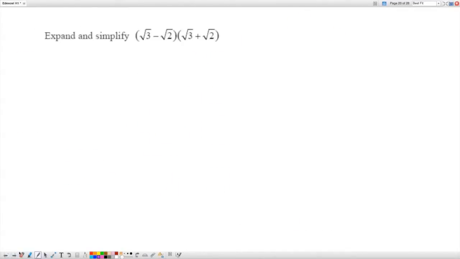Here we have double brackets, and within both brackets we have surds. So just like if we had brackets before, we need to multiply each of the terms, here and here, here and here, here and here. So we're going to have 4 terms.